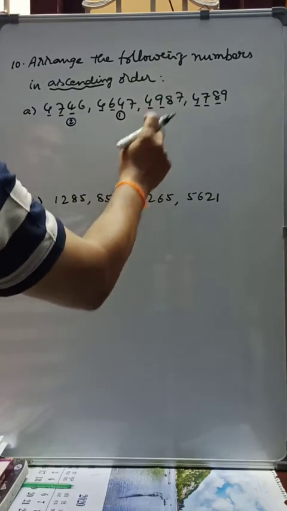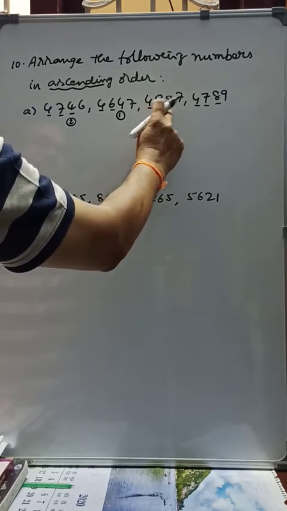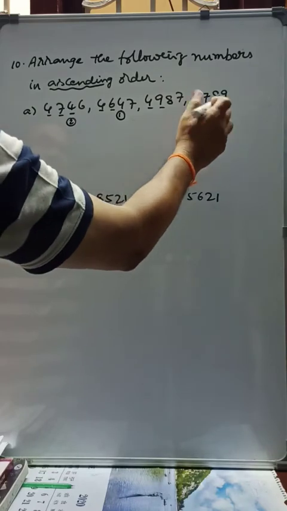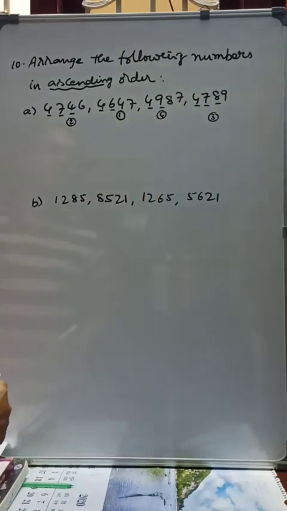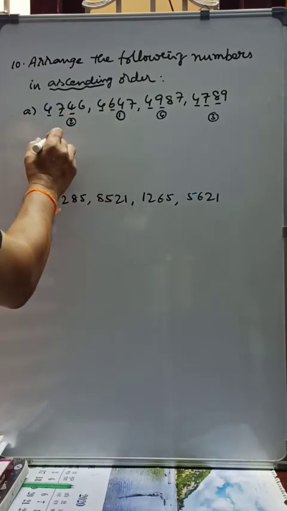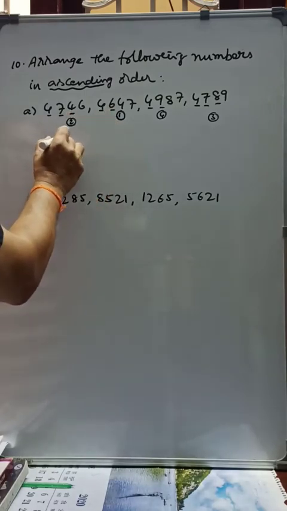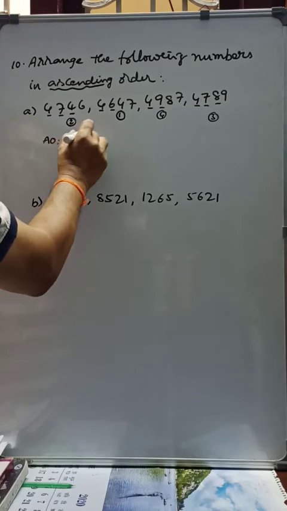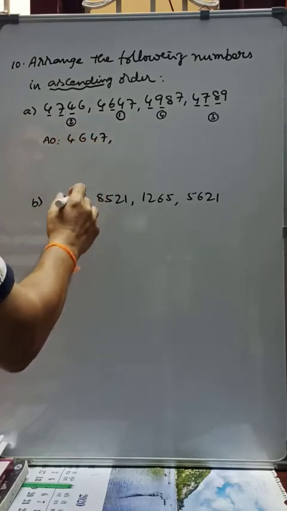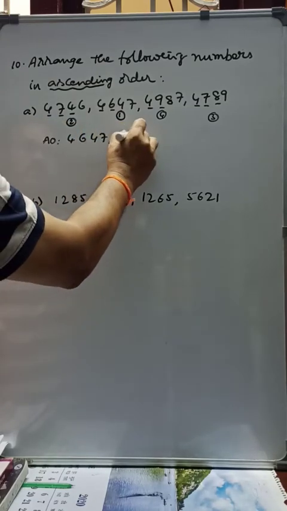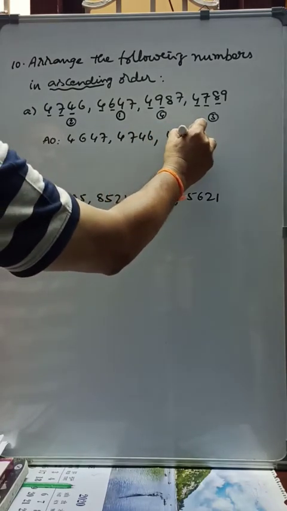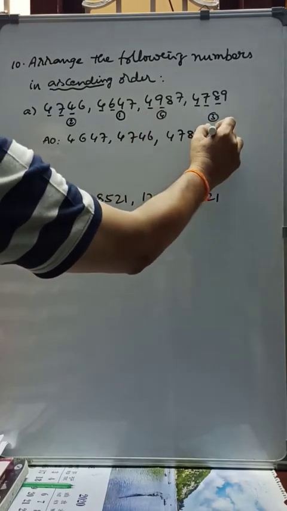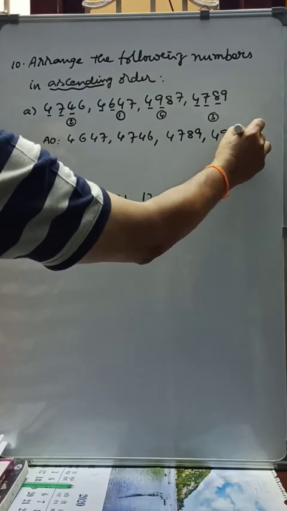Coming to last two, 900, this is 700. 700 is lesser, so this is third and this is fourth. So in ascending order, first number is 4647. Second number is 4746. Third number is 4789. Last number 4987.